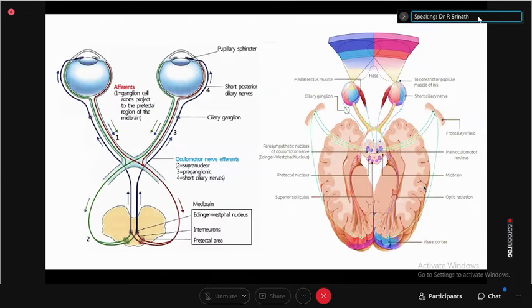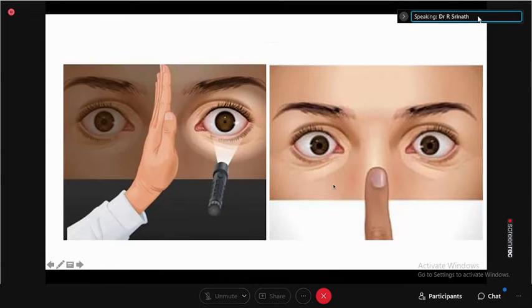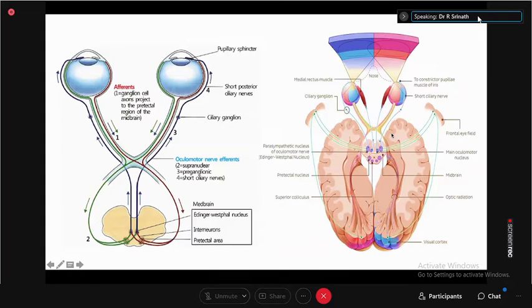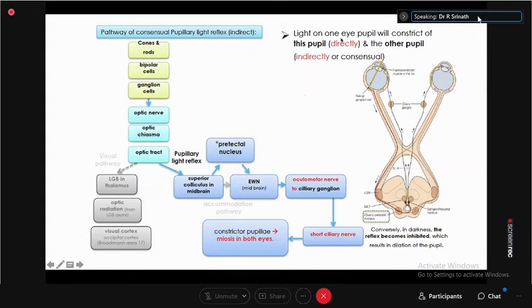I would like to highlight here again that it is very, very important to shine the light from the side and ask the patient to look far ahead whenever you test the pupillary reaction, because if the individual is looking nearer, there may be some constriction because of accommodation reflex activation. Here again in this diagram, which I have already explained, the consensual reflex is explained because there is bilateral supply to both the Edinger-Westphal nucleus.